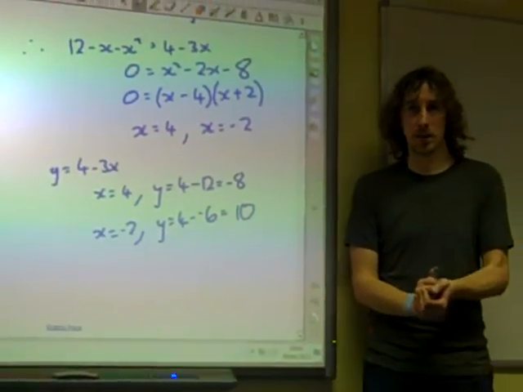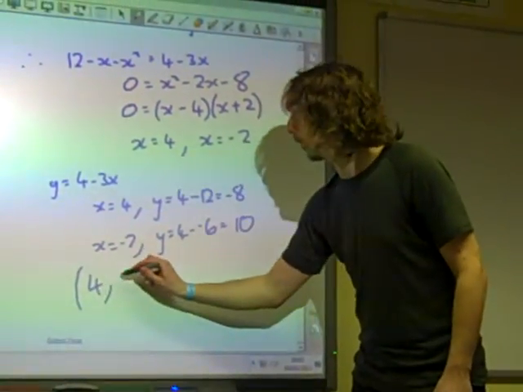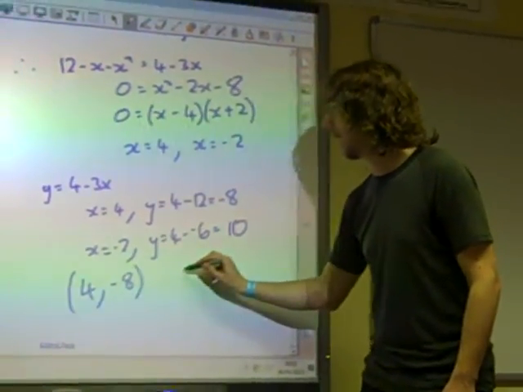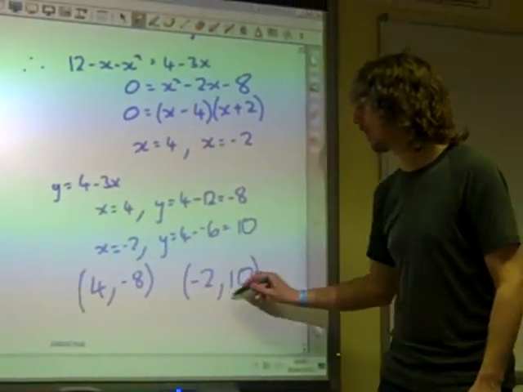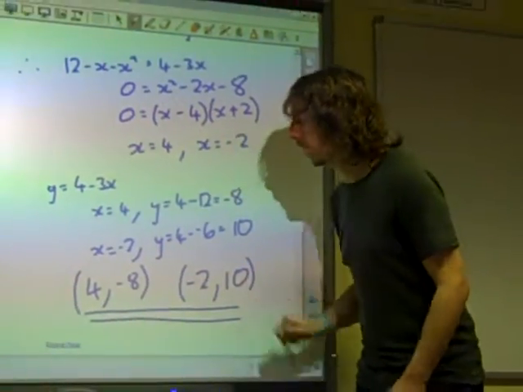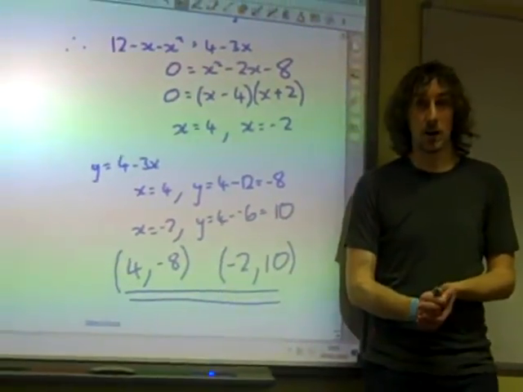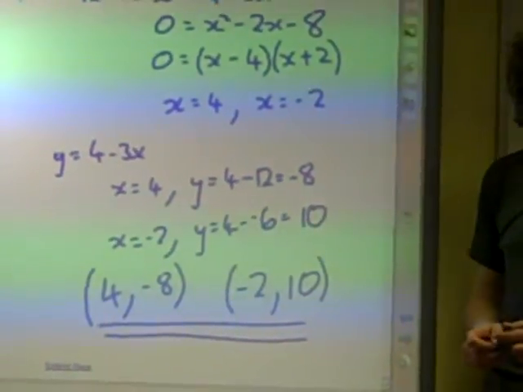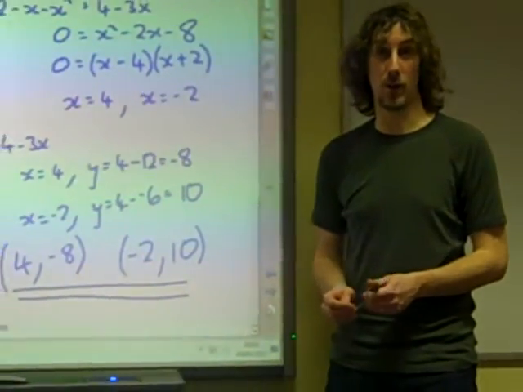And we will just present our answer in a neat form at the end. So we're going to say the answer is 4, minus 8 and minus 2, 10. And they are the coordinates of the points of intersection, which again is quite a nice 5 marks for that. We made it to the end without too much noise disruption.